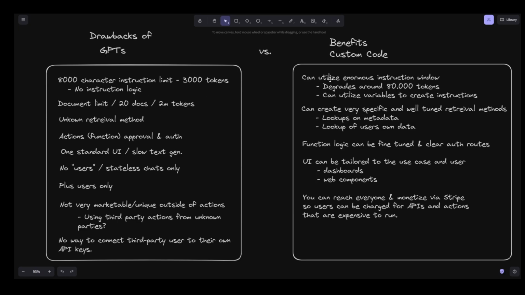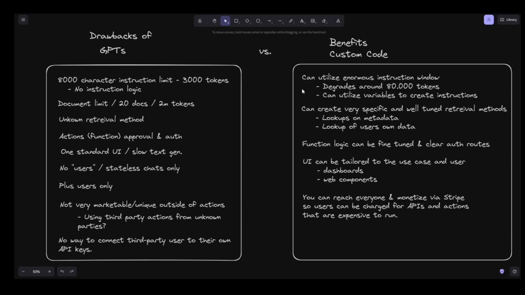Oftentimes when I've been developing custom applications, I utilize a rather significant instruction window. Instead of, for instance, uploading documents, you can oftentimes simply put a large part of the documentation into the instruction window. And this doesn't begin to degrade until you reach about 80,000 tokens. That is a lot more than the 2,000 to 3,000 token limit they put on instructions.